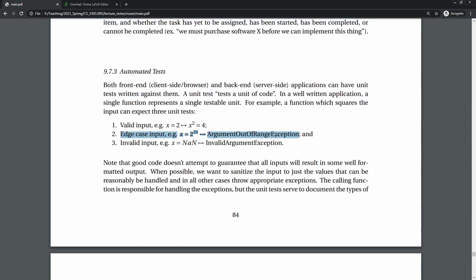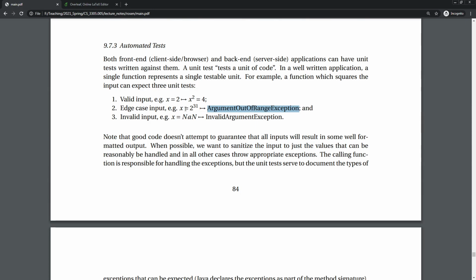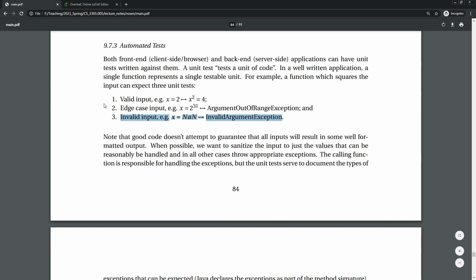In this case, an argument out of range exception. So it's too large of a number to square into an int. And so it forces you to document how you're going to handle exceptions from one. And then for invalid input, so if you pass in not a number and you attempt to square it, you get an invalid argument exception or some equivalent. So valid input, edge cases, where it's a valid input but not something that you can handle, and then invalid inputs. And so those are kind of the 3 typical categories that you'll deal with.